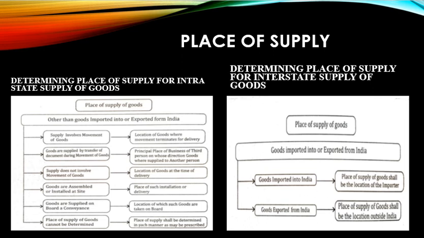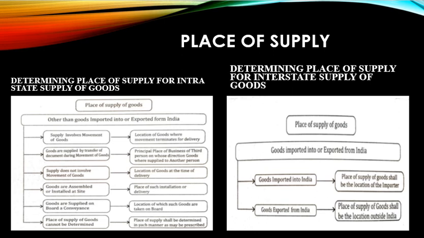When the supply involves movement of goods, the location where the movement terminates for delivery will be the place of supply. When goods are supplied by transfer of documents during movement of goods, the principal place of business of the third person on whose direction the goods were supplied to another person will be the place of supply.